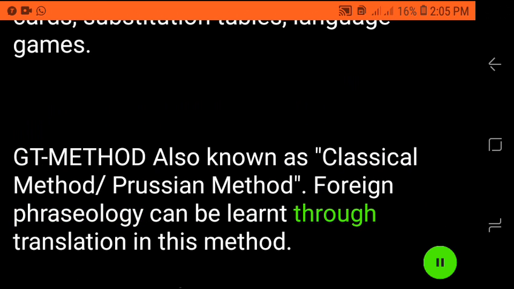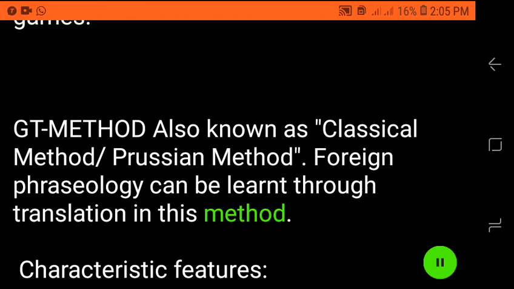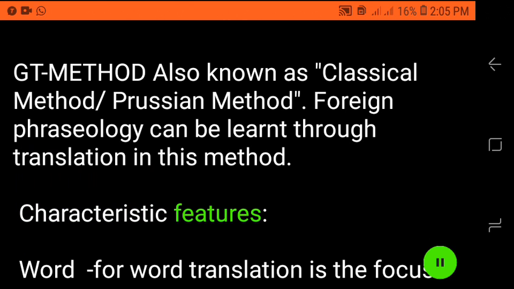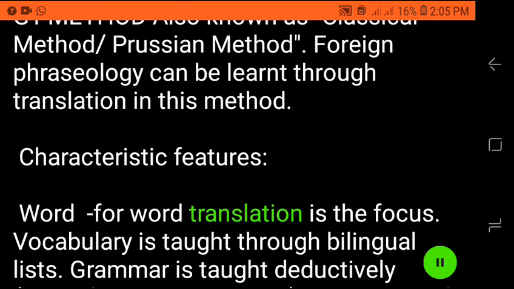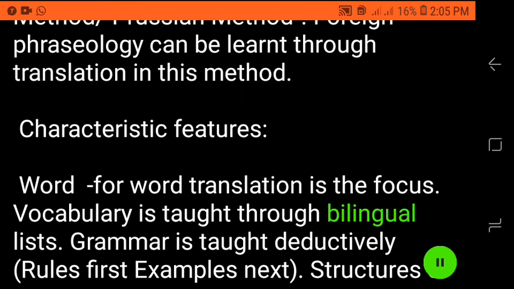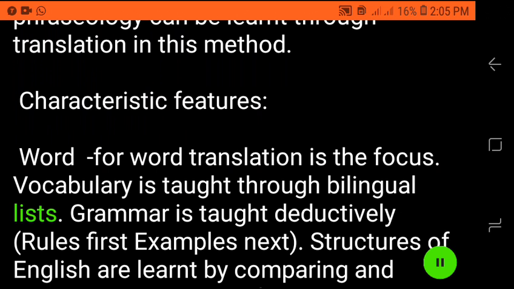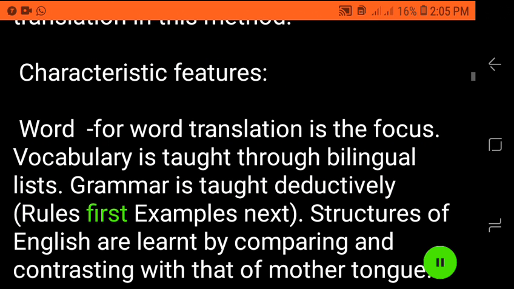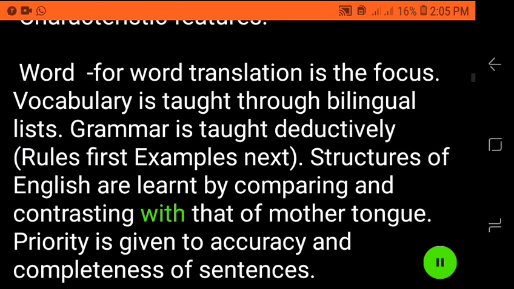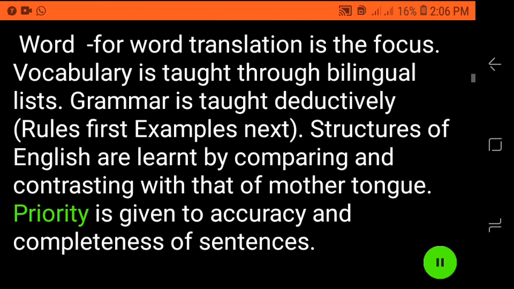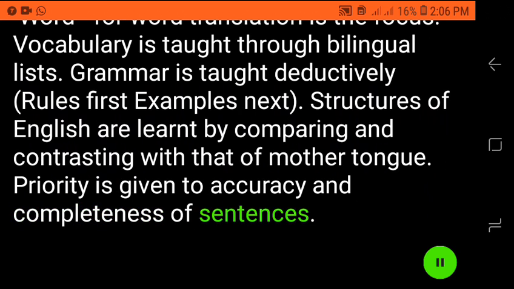GT method, also known as classical method, Prussian method. Foreign phraseology can be learned through translation in this method. Characteristic features. Word-for-word translation is the focus. Vocabulary is taught through bilingual lists. Grammar is taught deductively, rules first, examples next. Structures of English are learned by comparing and contrasting with that of the mother tongue. Priority is given to accuracy and completeness of sentences.